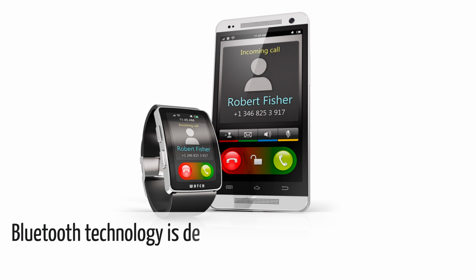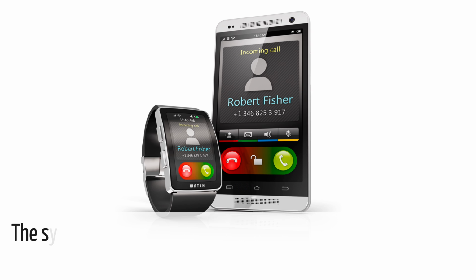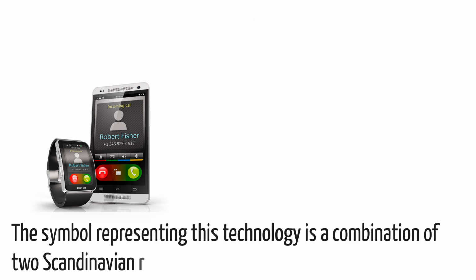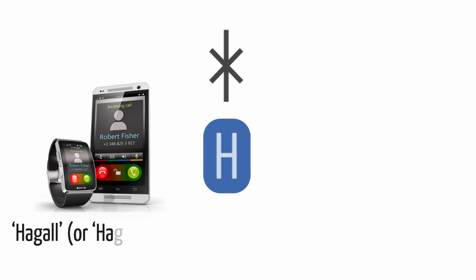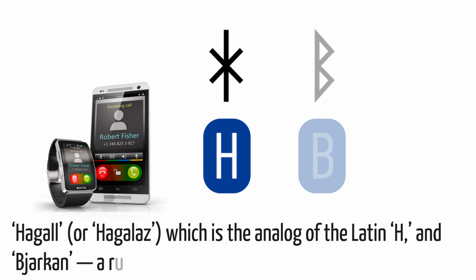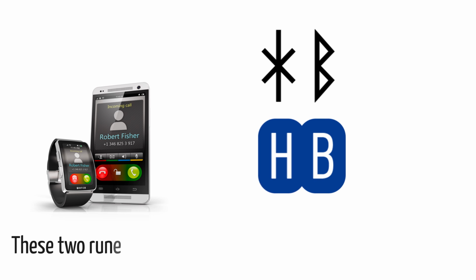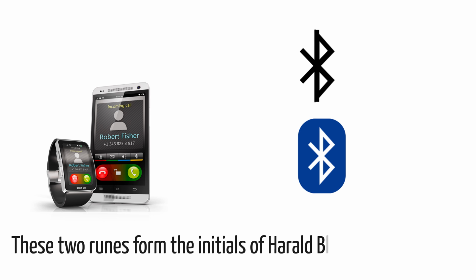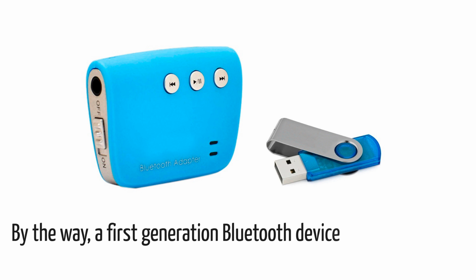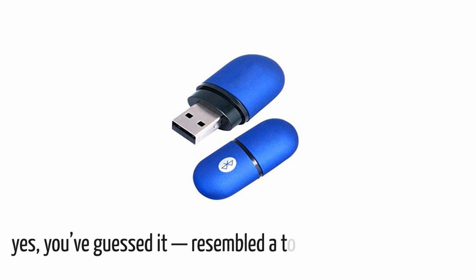Bluetooth technology is designed for uniting multiple devices into a single network. The symbol representing this technology is a combination of two Scandinavian runes, Hagal, or Hagalaz, which is the analog of the Latin H, and Bjarken, a rune that equals the Latin letter B. These two runes form the initials of Harald Blåtand's name. By the way, a first-generation Bluetooth device was colored blue and, yes, you guessed it, resembled a tooth.